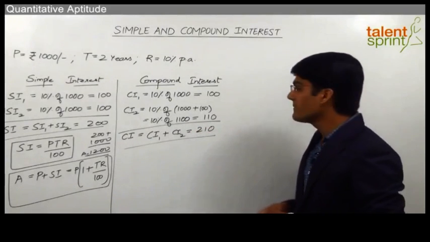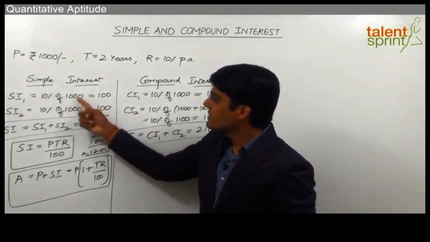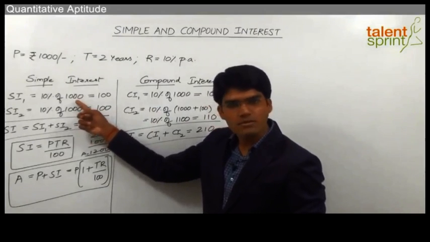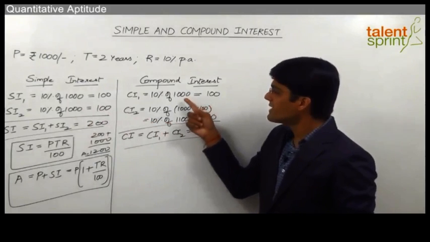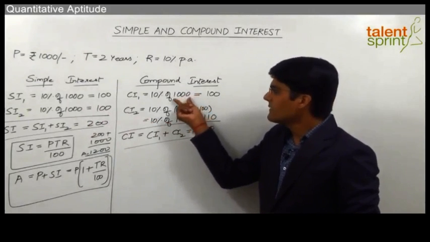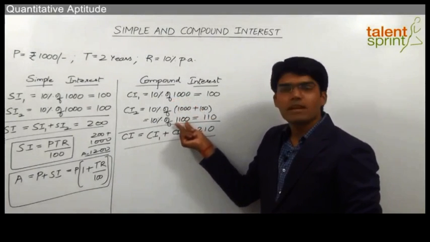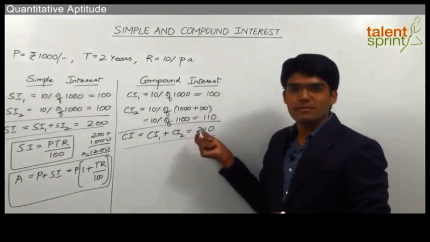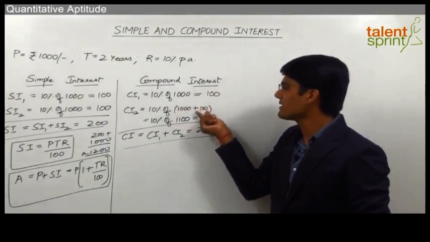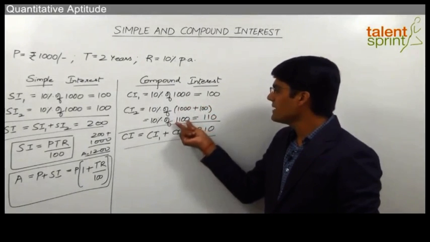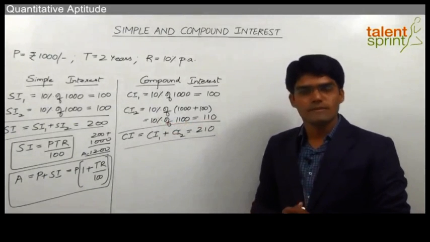So as you can see here, the difference in case of SI and CI is, in case of SI, that is simple interest, the principal remains constant. For the first year it is 1000, for the second year also it remains 1000 rupees. But in case of compound interest, the principal changes. As you can see here, for the first year the principal was 1000, but for the second year the principal will be 1100 rupees. Why 1100 rupees? The principal for the second year is the principal of the first year, that is 1000, plus the interest of the first year, that is 100. So the total principal will be 1100 and the interest comes out to be 10% of 1100, which is 110 rupees.